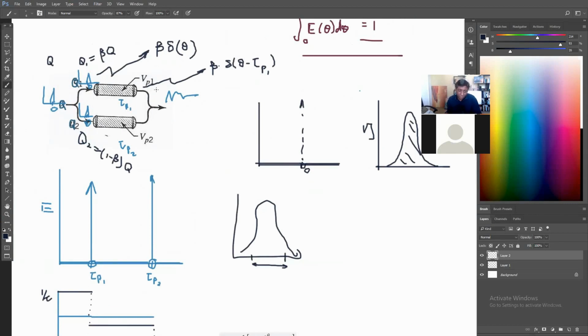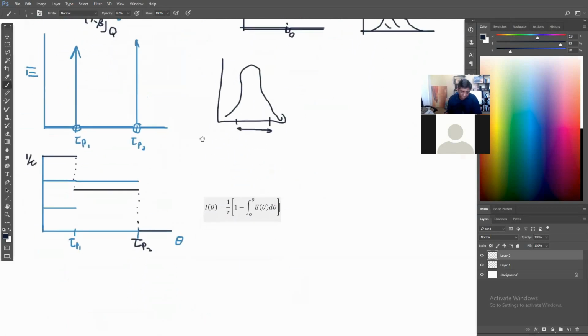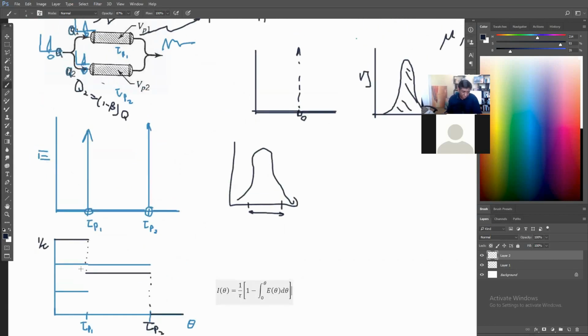So when you integrate under this curve, you actually have a beta here. If you like, the area under the spike is beta. So it's 1 minus beta times tau, and that's what you get there. So you were at tau, now you are down to 1 minus beta times tau. So that's the drop you get there.